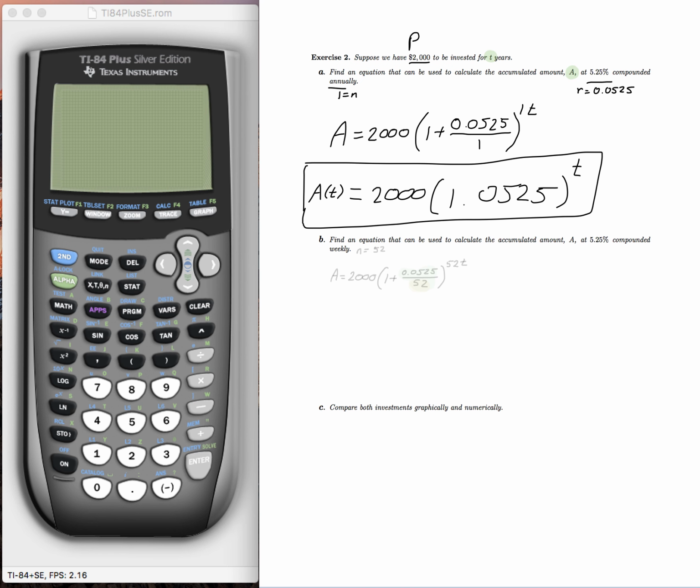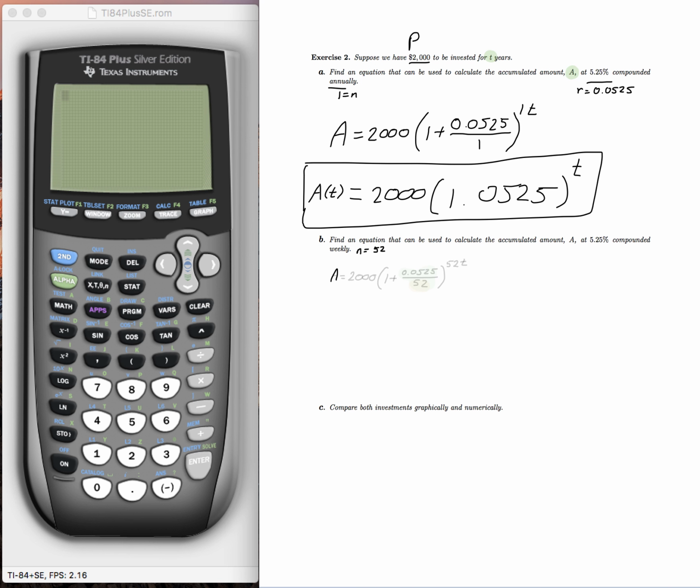In part B, we have a slightly different situation. We want to find an equation that would represent this situation where our interest rate stays the same, but we compound weekly. So pretty much everything is going to be the same. The only difference is that n is no longer going to be 1. There was 1 compounding per year in the first exercise. In this case, we need to know how many weeks there are in a year. And that happens to be 52.